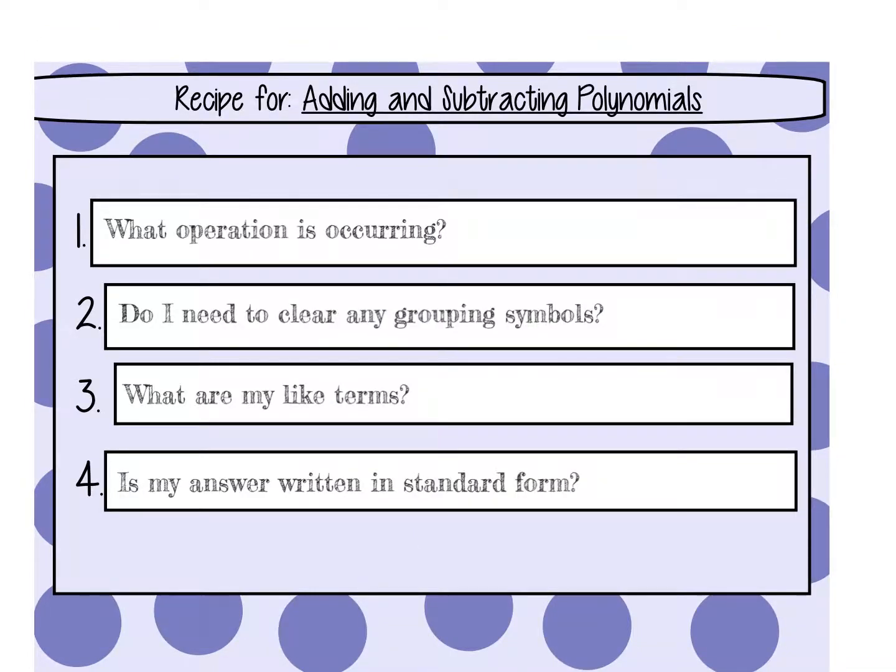So here are some guiding questions that will help you think through adding and subtracting polynomials. So first of all, what operation is occurring? Second of all, do I need to clear any grouping symbols? Third, what are my like terms? And then fourth, is my answer in standard form?